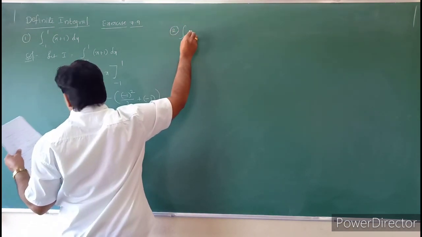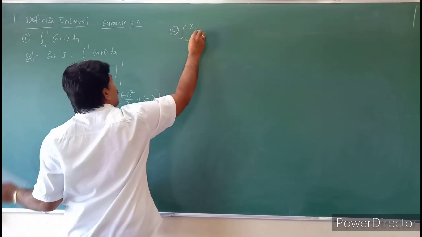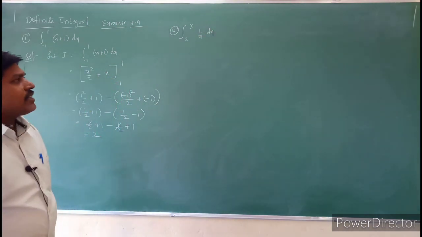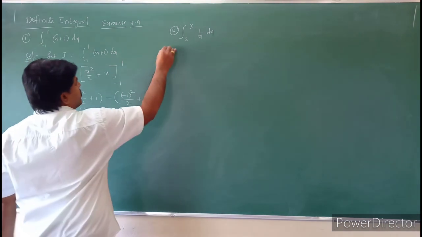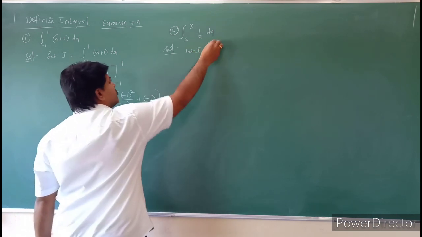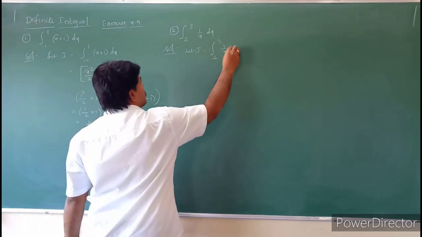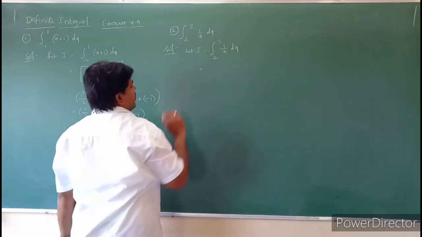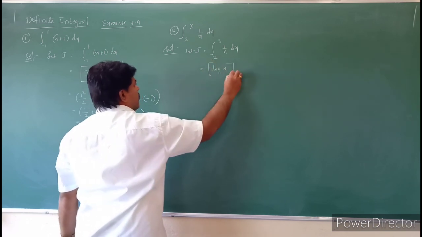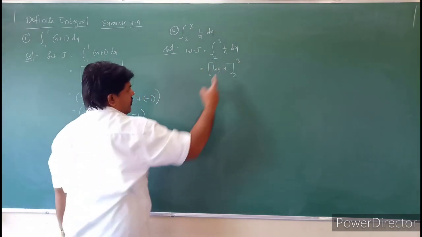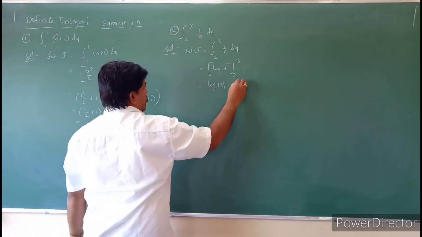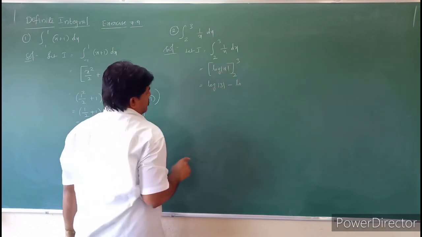Integral from 2 to 3 of 1 by x dx. Simple question. Let I equal the integral from 2 to 3 of 1 by x dx. What is the integral of 1 by x? It is log x over 2 to 3. First apply the upper limit, then take the lower limit. That is log 3 minus log of mod x.